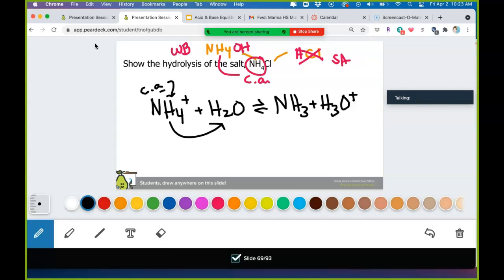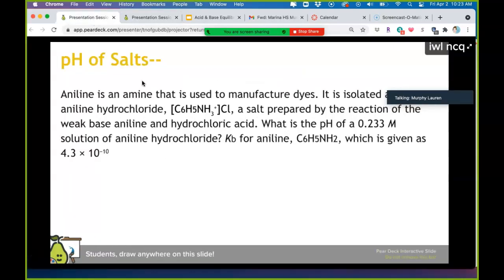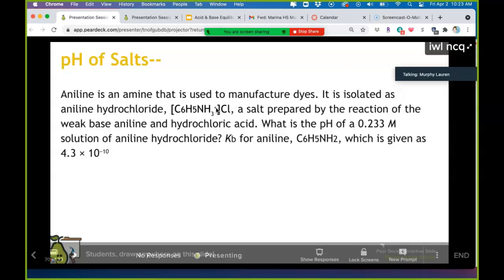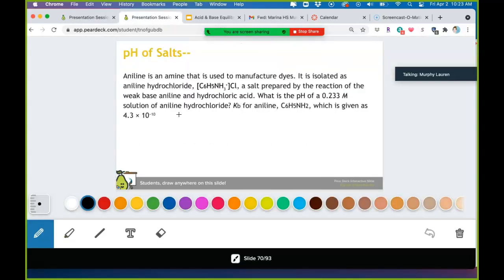Okay, so let's start doing some math with it. Aniline is an amine that's used to manufacture dyes. Okay, it's isolated as aniline hydrochloride, which is a salt. Now I want to show you something that they've done on this specific type of problem, because this portion right here is organic, and it's not expected that you know its charge. Okay, there's many cations that you should know their charges to, and this is not one of them. So what they've done is they've shown you its charge so that you can use it properly.